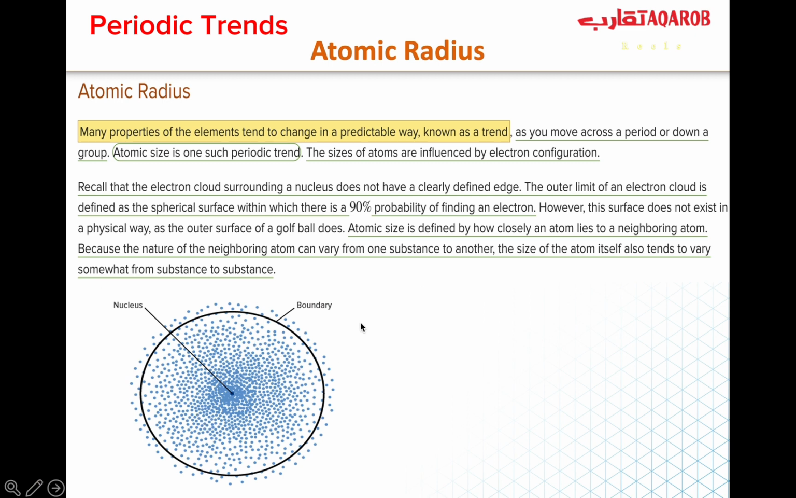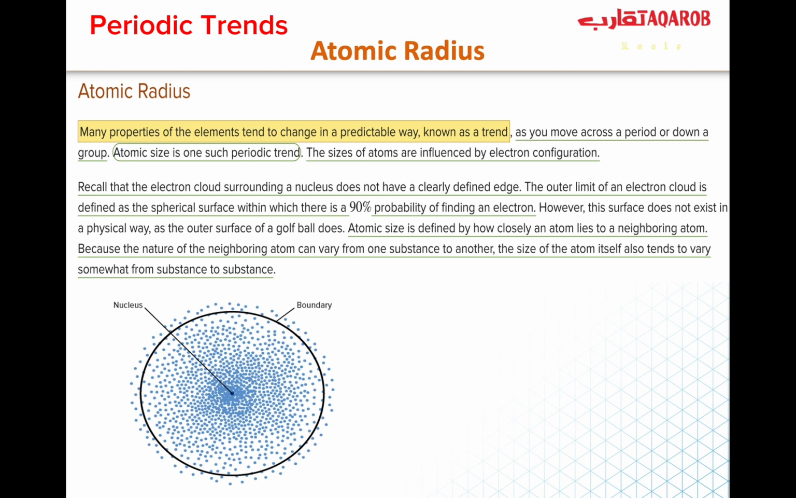As we said before, this is the nucleus, and this is the cloud around it. The closer these dots are to each other, the more probability there is for the electrons to be there. So inside this circle we have a 90% probability to find the electrons. This circle is not the edge of the atom, but it is where the electron is most probably found. However, the surface does not exist in a physical way.